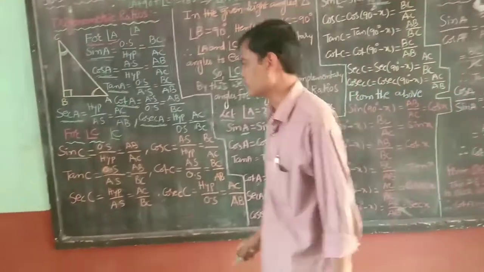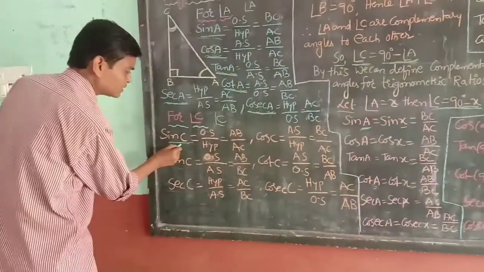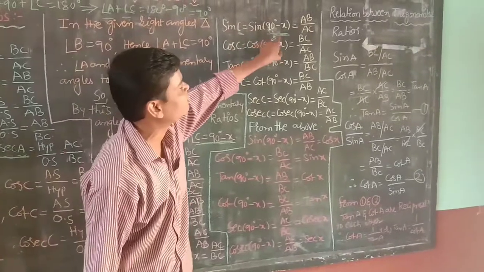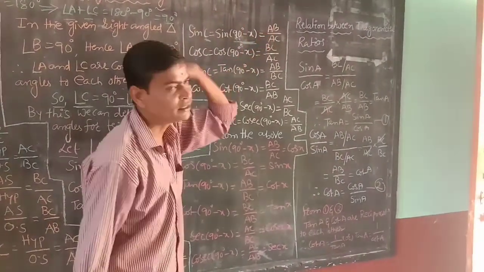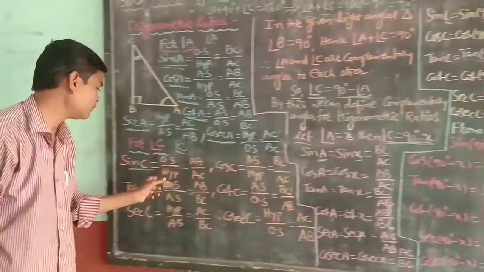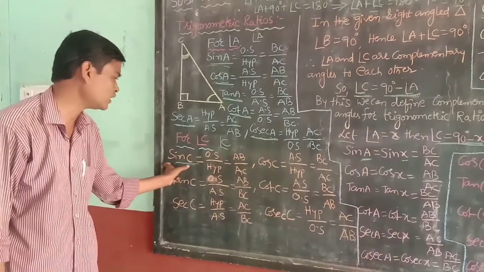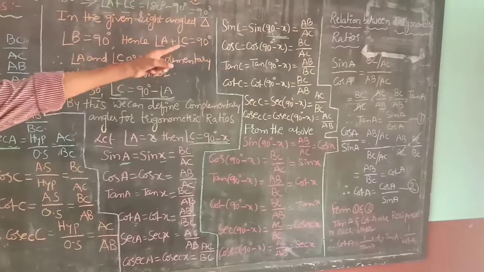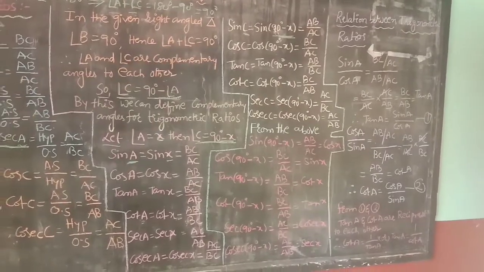Already we have defined here: what is sin C? Sin C is equal to AB by AC. So obviously sin C is equal to sin of 90 degrees minus x, which is equal to AB by AC. In the same way, for the remaining trigonometric ratios, observe that cos C is BC by AC. Therefore, cos C is equal to cos of 90 degrees minus x, which is equal to BC by AC.